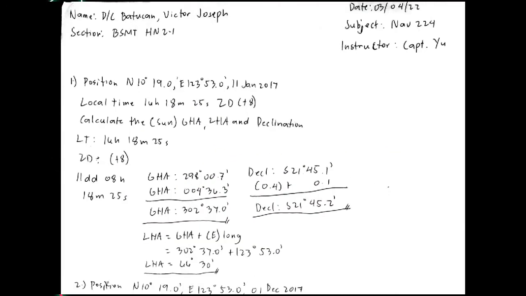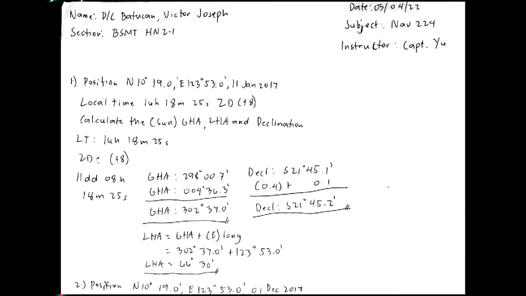Okay guys, to calculate a celestial body's azimuth using the ABC table, the first thing to do is to calculate its GMT, the LHA, the GHA, and the declination. For today's video, we have three problems.